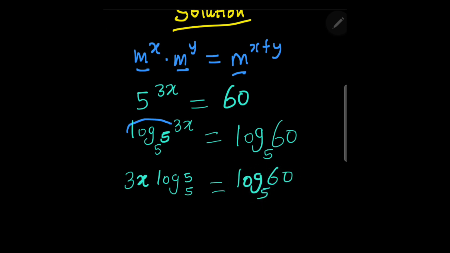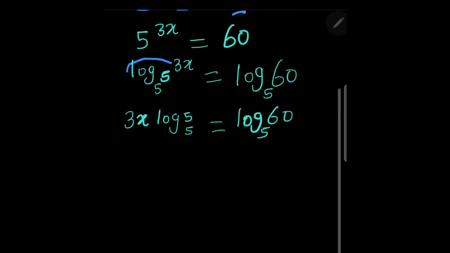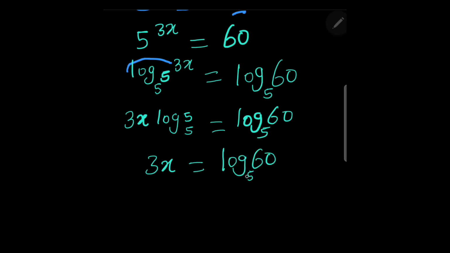The next thing we're going to do is recall another property of logarithm. We say that the logarithm of a number to its base, when the number and the base are the same, is equal to 1. So therefore log 5 to base 5 is going to be equal to 1. Then that 1 multiplied by 3x is the same as 3x on the left hand side, which is going to be equal to log of 60 to the base of 5. Remember, we're looking for the value of x.